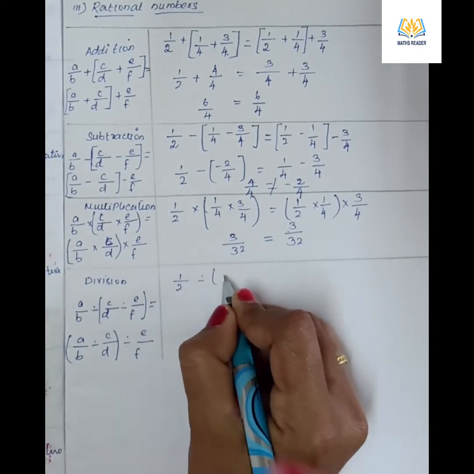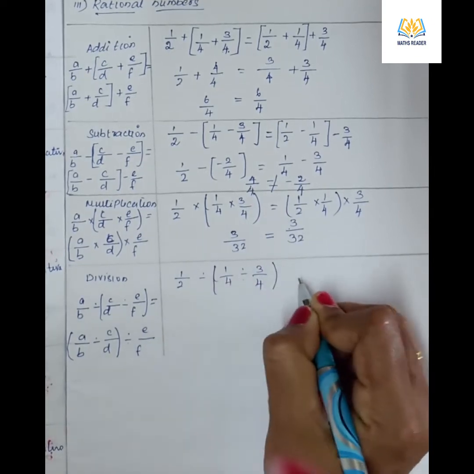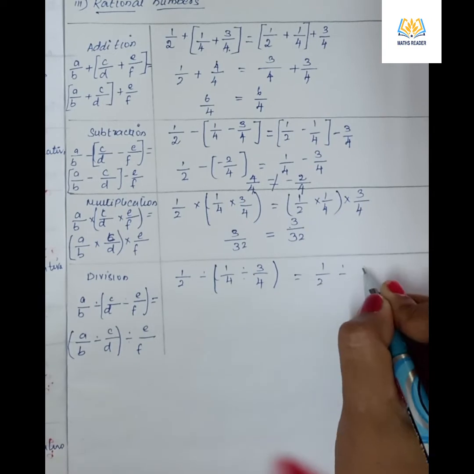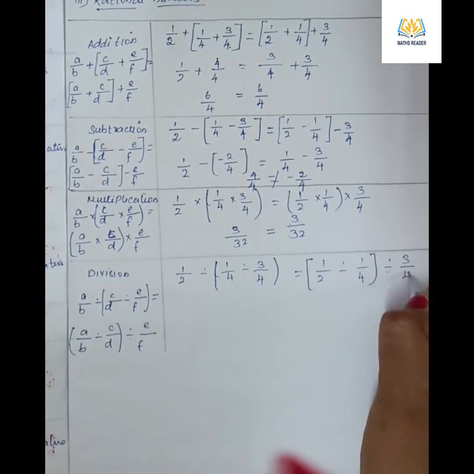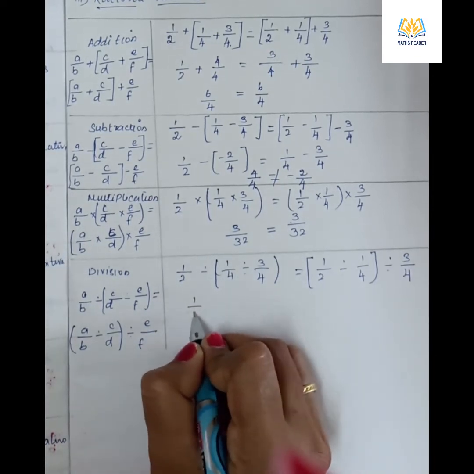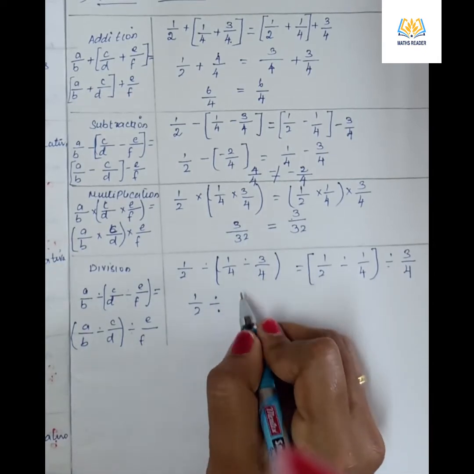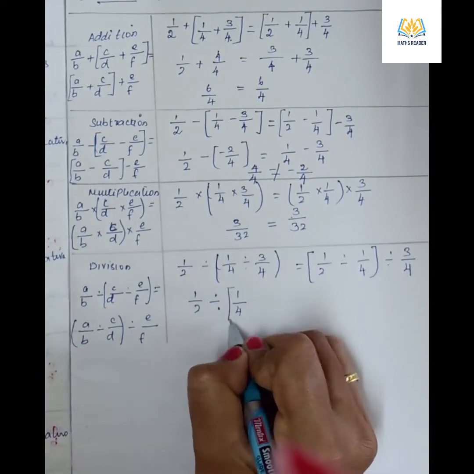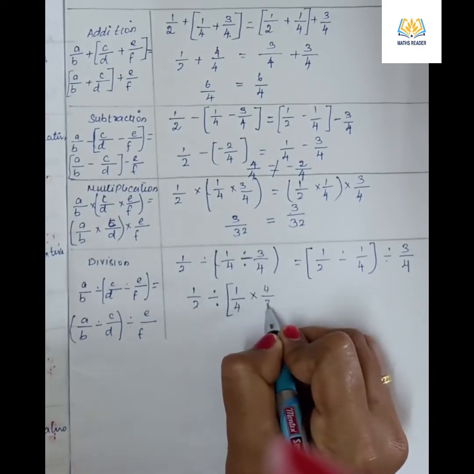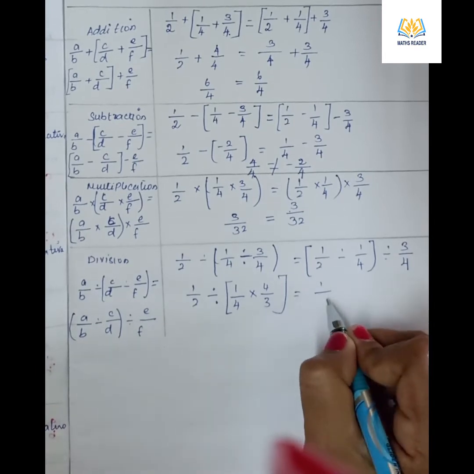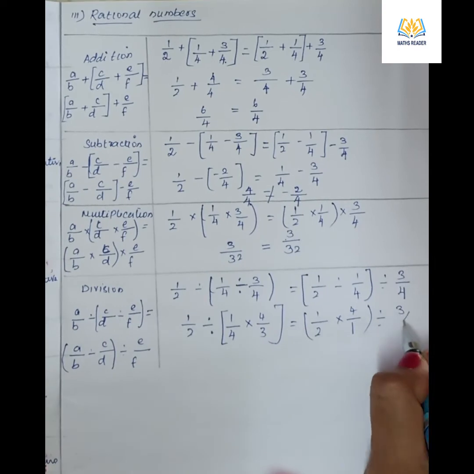Next we will check for division. 1 by 2 divided by 1 by 4 divided by 3 by 4. This is equal to 1 by 2 divided by 1 by 4 divided by 3 by 4. So this side 1 by 2 divided by this 1 by 4. Just we are changing this division into multiplication. So 4 by 3 equal to 1 by 2 into 4 by 1 divided by 3 by 4.